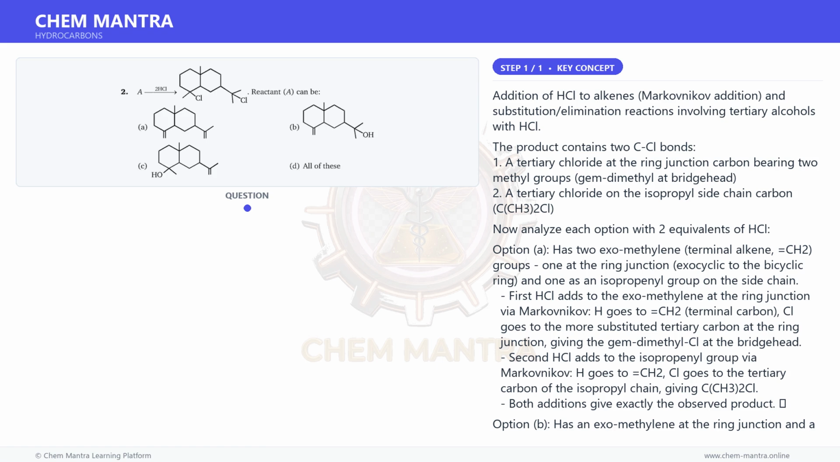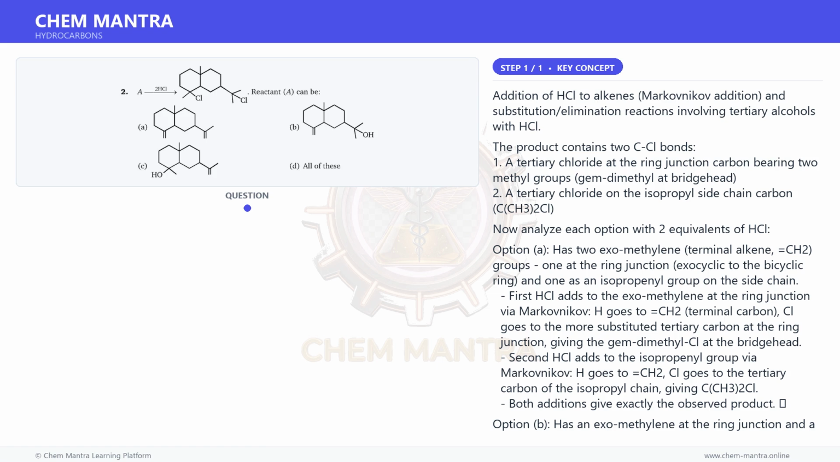Option B has an =CH2 at the ring junction and a tertiary alcohol, CH3, on the side chain. First, HCl adds to the =CH2. Markovnikov gives tertiary Cl at the ring junction. Second, HCl reacts with the tertiary alcohol via SN1. The tertiary OH is protonated and leaves as water. Then Cl attacks the tertiary carbocation, giving CH3 to Cl. Both reactions give exactly the observed product.